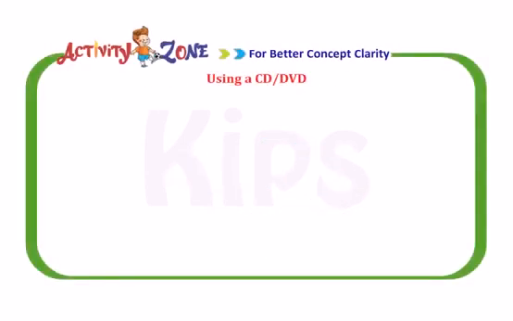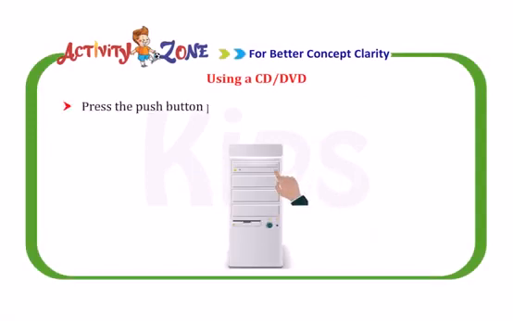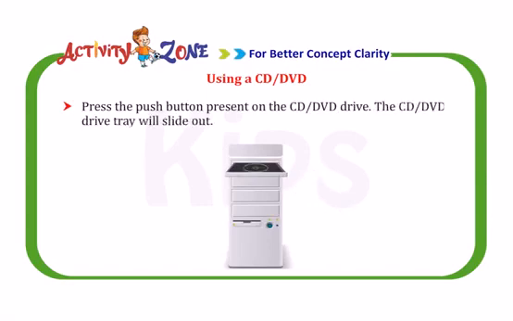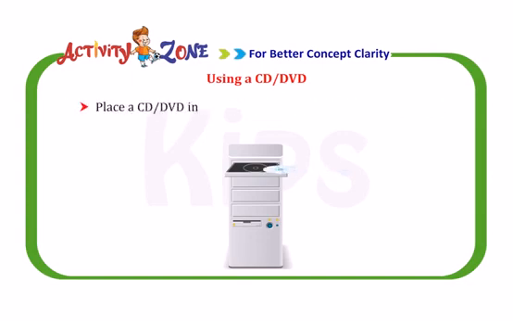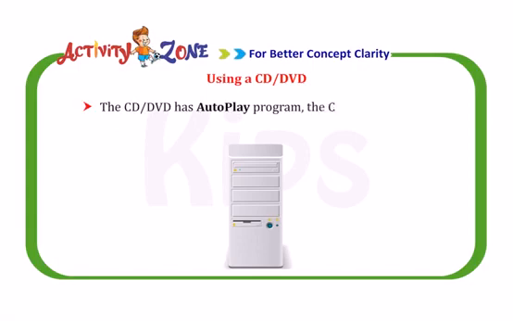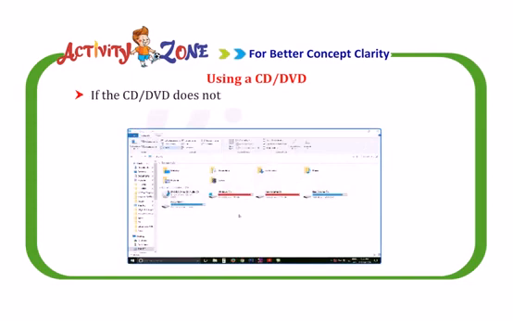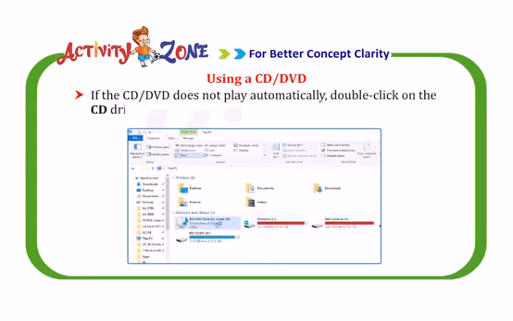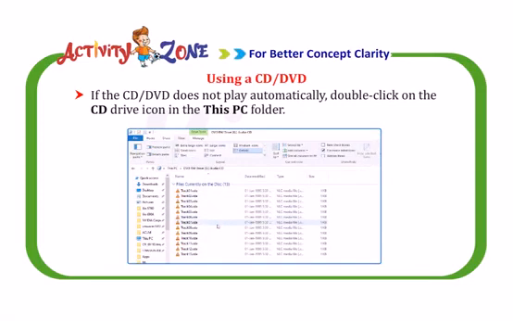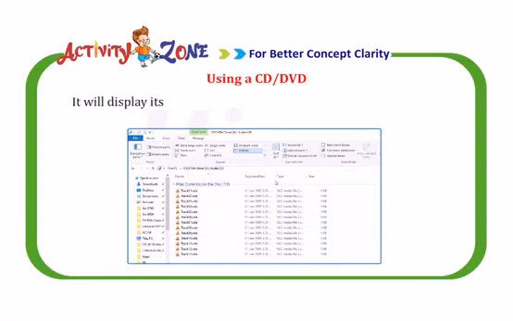Let us do an activity using a CD or DVD for better concept clarity. Press the push button present on the CD or DVD drive. The CD or DVD drive tray will slide out. Place a CD or DVD in it and press the push button. The tray will move in. The CD or DVD has an autoplay program. The CD or DVD will start running automatically. If the CD or DVD does not play automatically, double-click on the CD drive icon in the This PC folder. It will display its contents. To open any file, just double-click on it.